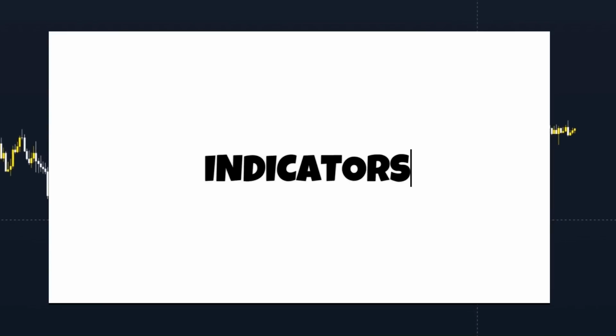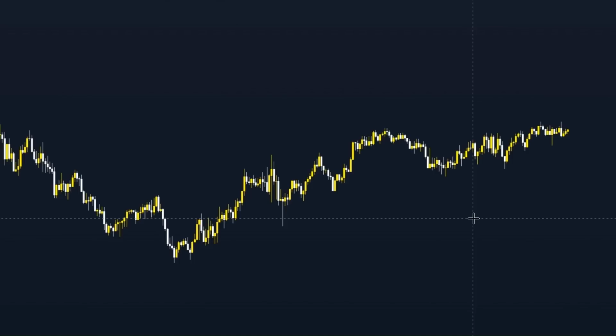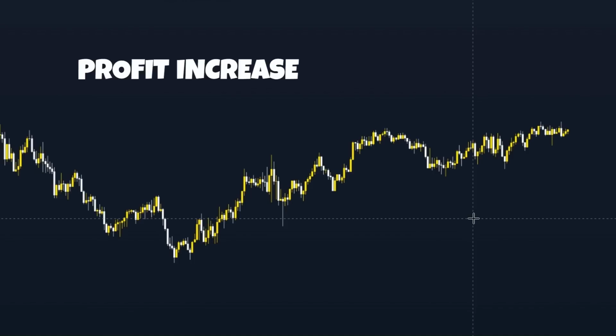Okay, so there is a couple indicators that we're going to add to our chart, and this is really going to help with the profit increase and the win rate.